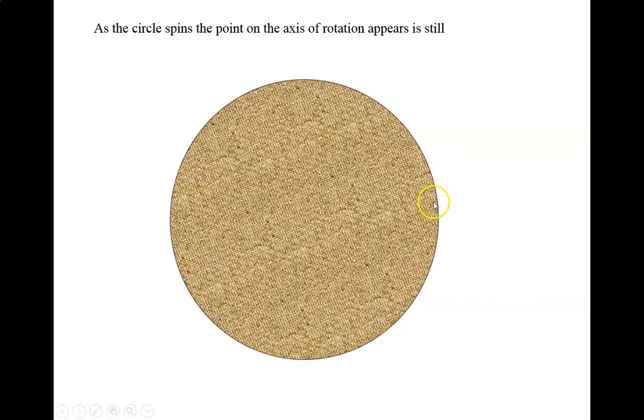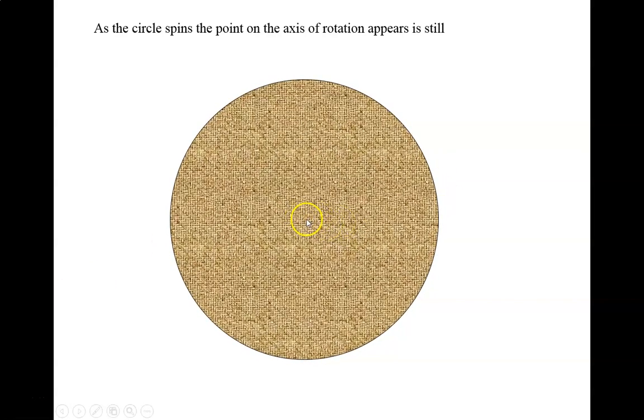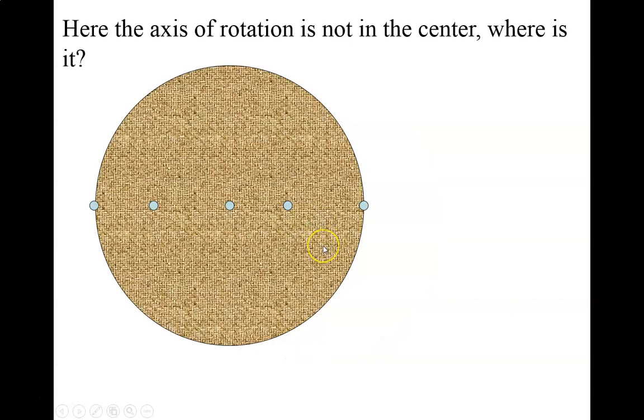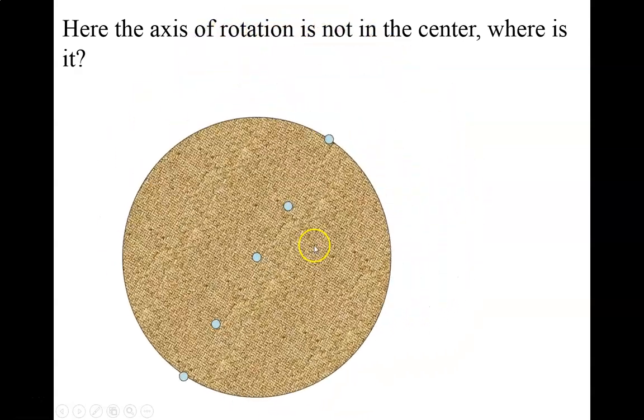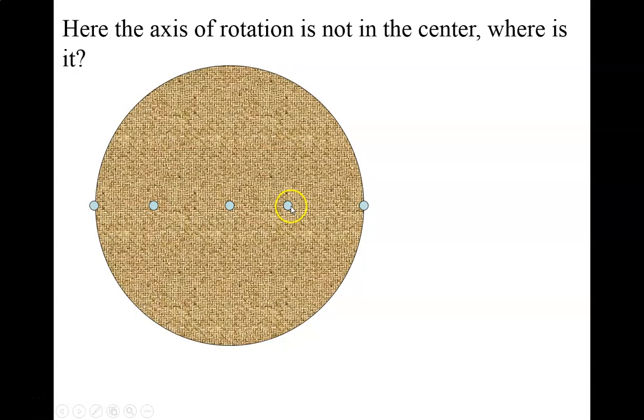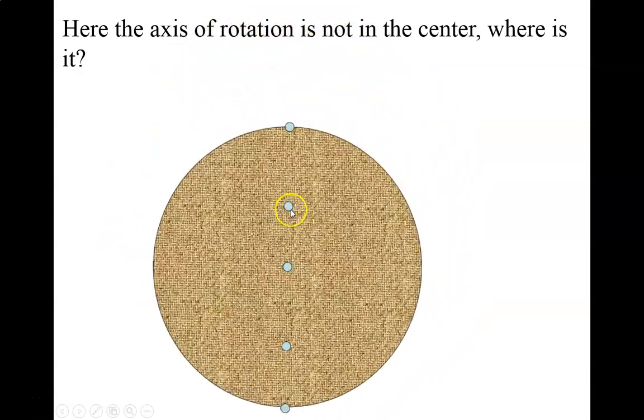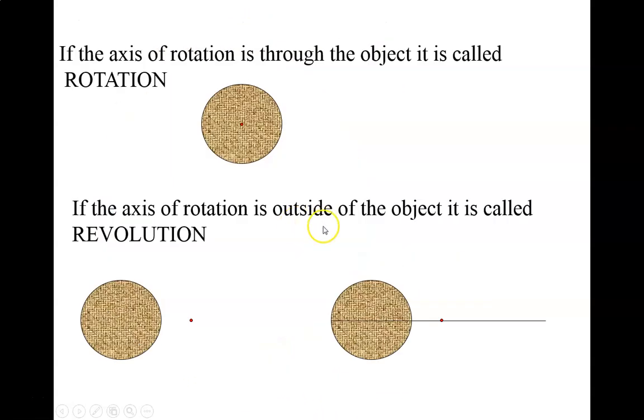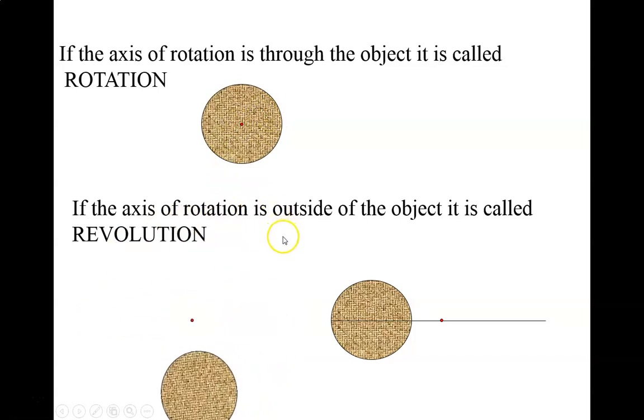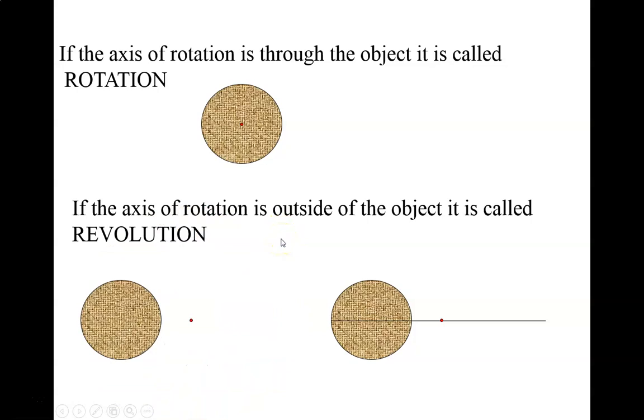Again, it's moving the least right in the very middle, so the axis of rotation would lie in the middle. The axis of rotation doesn't have to be right in the middle. I can fix it with a pin or something, and now you can see the axis of rotation is this dot here, not in the middle. If the axis of rotation goes through the object, we call that rotation. If the axis of rotation is outside of the object, or it is revolving around something, we say that that's a revolution. So rotation and revolution.